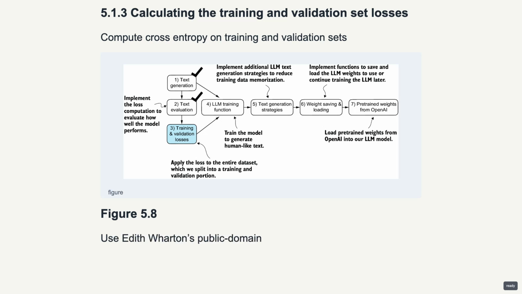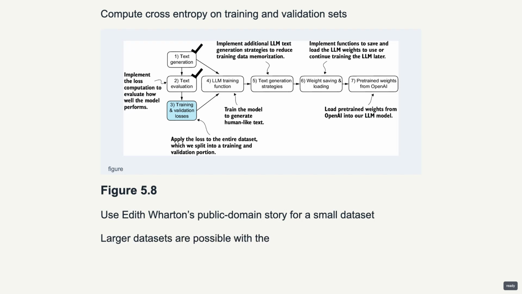A public domain story keeps the example simple and legally clean, and the small size makes the code fast enough to run on modest hardware. The goal here is pedagogy, not scale. The same pipeline can scale to a much larger corpus if needed. The book's code base includes that option for readers who want a bigger training setup.